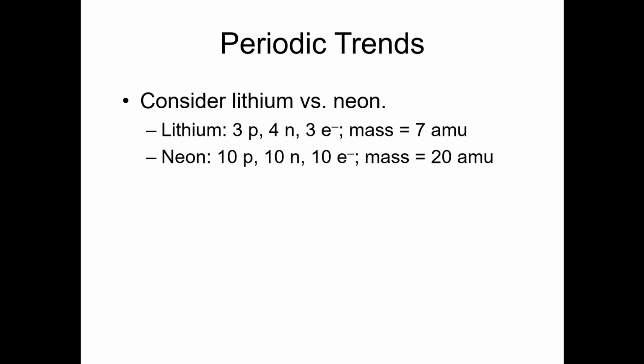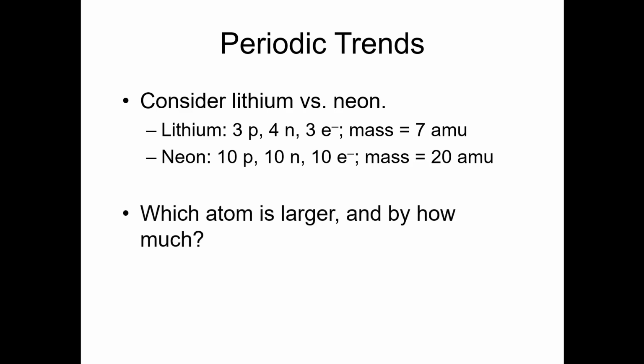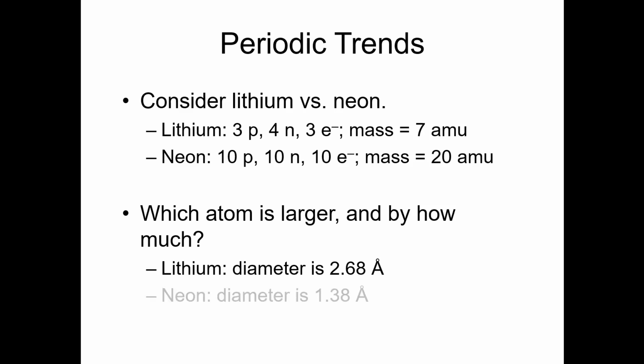So if I asked you to tell me which of these two atoms is larger and by how much, lithium, which is element number 3 with a mass of 7 atomic mass units, or neon, which is element 10, with a mass of 20 atomic mass units, it must necessarily be lithium, right? Well, lithium has a diameter of 2.68 angstroms. Remember, an angstrom is 10 to the minus 10th meters. Neon has a diameter of almost exactly half the diameter of a lithium atom.